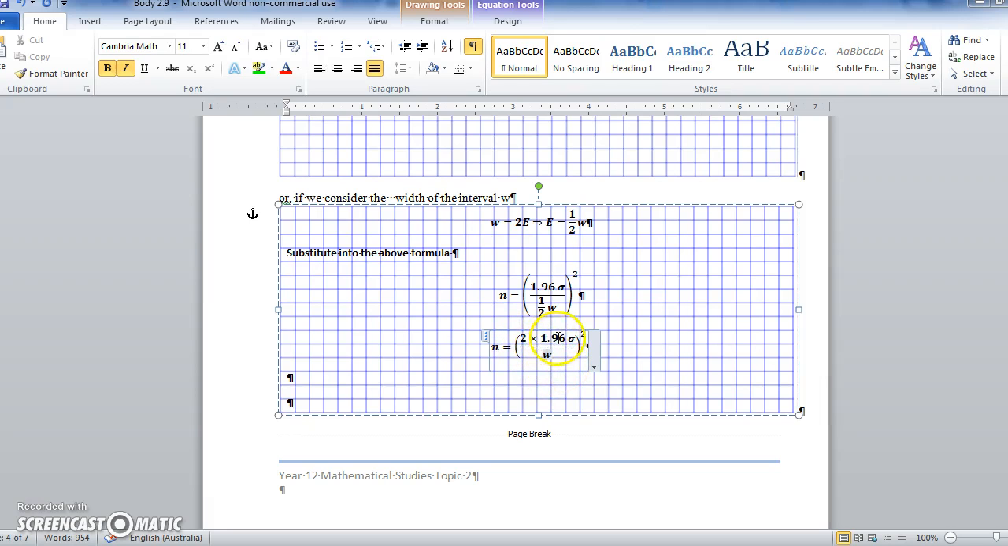You could evaluate 2 times 1.96, that's not really that crucial, but the crucial thing is that this is on your formula sheet in the exam. So I know you get your own page of notes, but your Math Studies exam also has a formula sheet associated with it, and this here is given on that formula sheet.